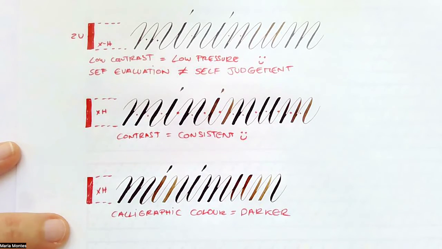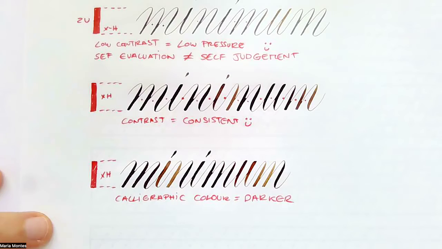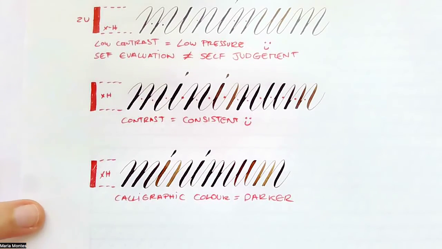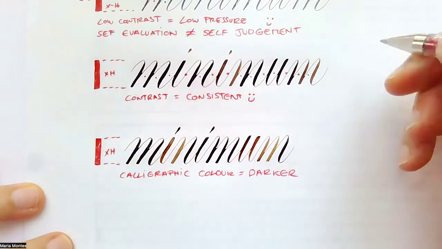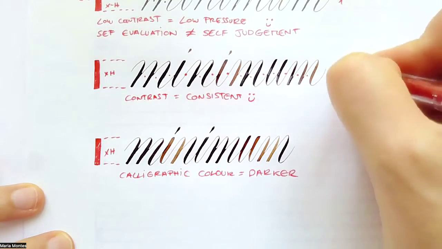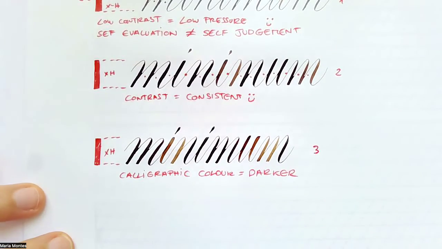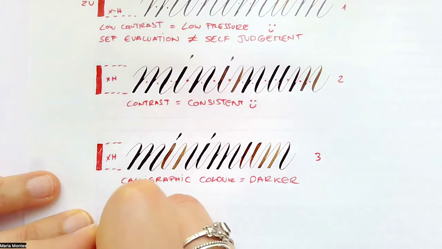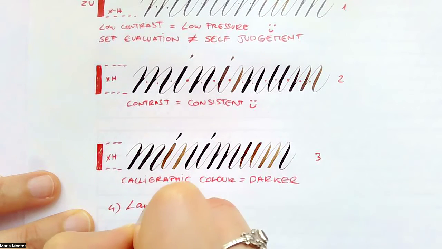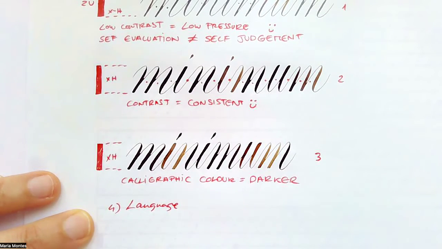Okay, so other aspects that are going to be modifying the color of a text, as I mentioned here, I would call 1, 2, and 3. And then other things that modify, I would say, is number 4, the language that we are using to write the text. Number 5 is the space between lines.